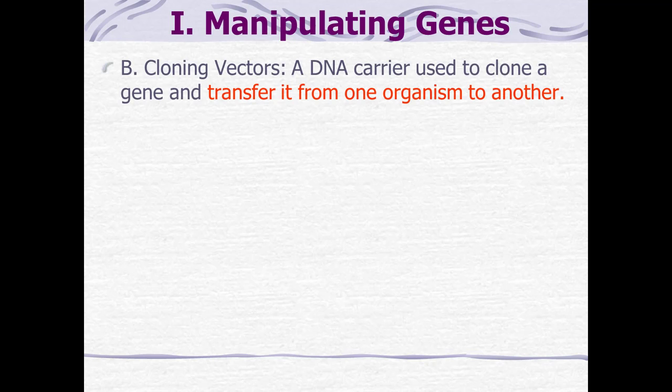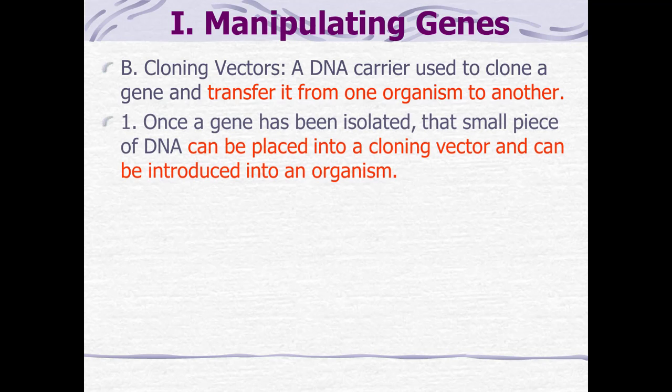Next, the cloning vector. These are the basic carriers used to transfer the gene of interest. A cloning vector is a DNA carrier used to clone a gene and transfer it from one organism to another. Once a gene has been isolated, that small piece of DNA can be placed into a cloning vector and introduced into an organism. The ligation is done by the ligase enzyme.